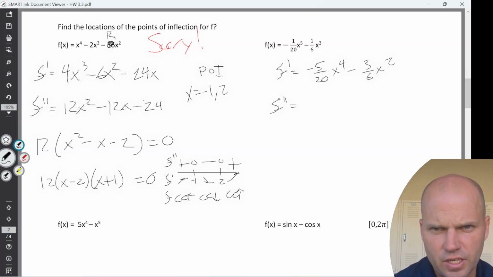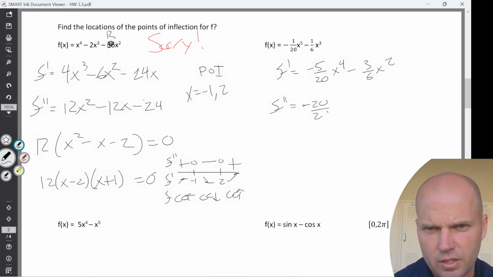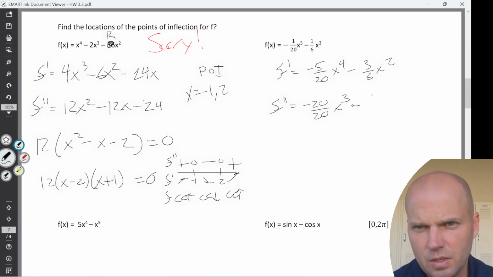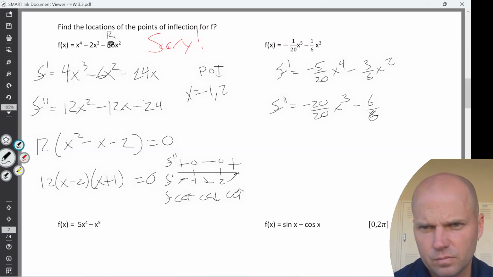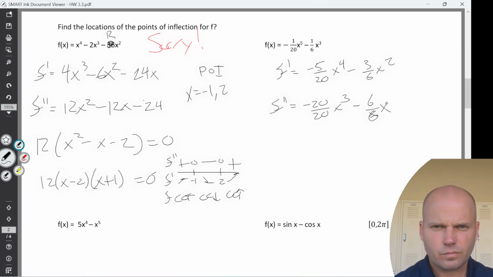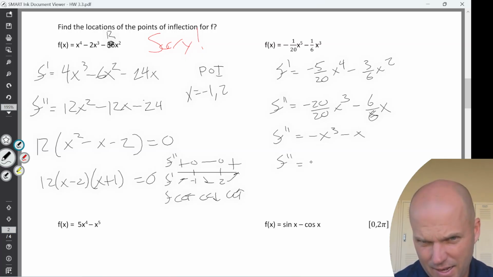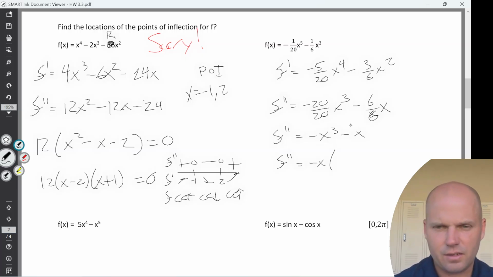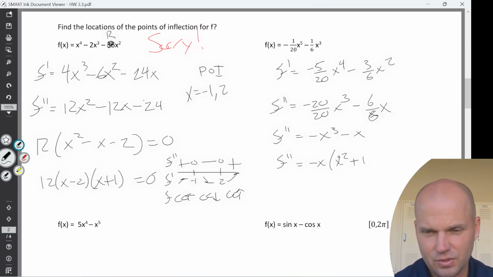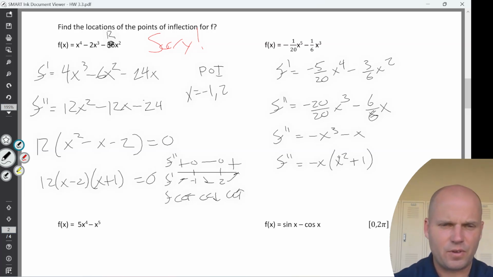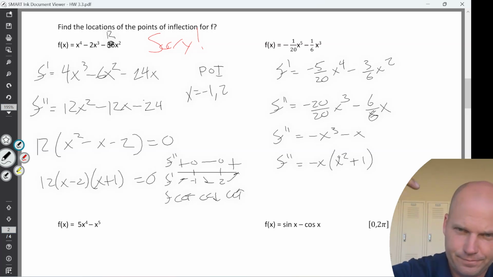Since we're going straight to the second derivative, might as well just keep it simple. And I get negative x cubed minus x. Going to factor out negative x. Oh my gosh. I screwed up on this one too. Sign should have been different. Who made this homework? This guy.